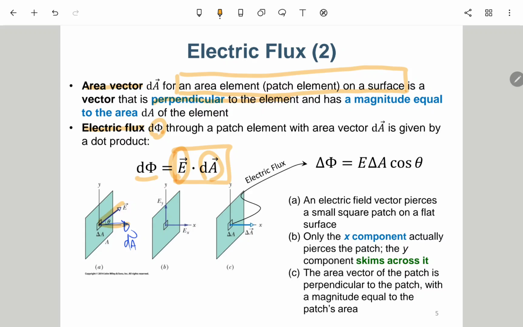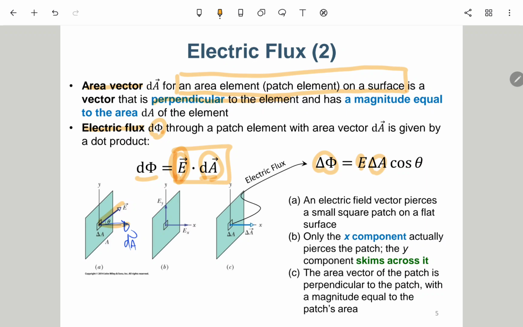For a scalar, we only consider its value. It's just a value, with no direction. So this dΦ, or delta Φ, it doesn't matter, is just given by the magnitude of E, and then the dA vector. The magnitude of the dA vector is actually the area of this patch.